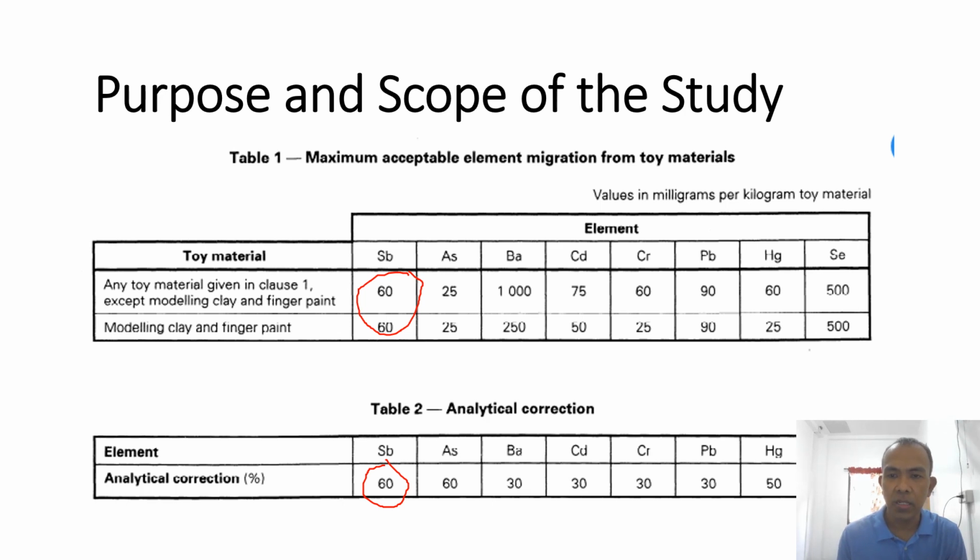So for the specification, it should be not more than 60 ppm for any toy material given in clause one of the procedure, except modeling clay and finger paint. Ito sa modeling clay, 60 rin pala siya. Yeah, 60 rin. Sa ibang metals kasi magkakaiba. Like in cadmium, 75 sa polymeric, and sa modeling clay is 50.